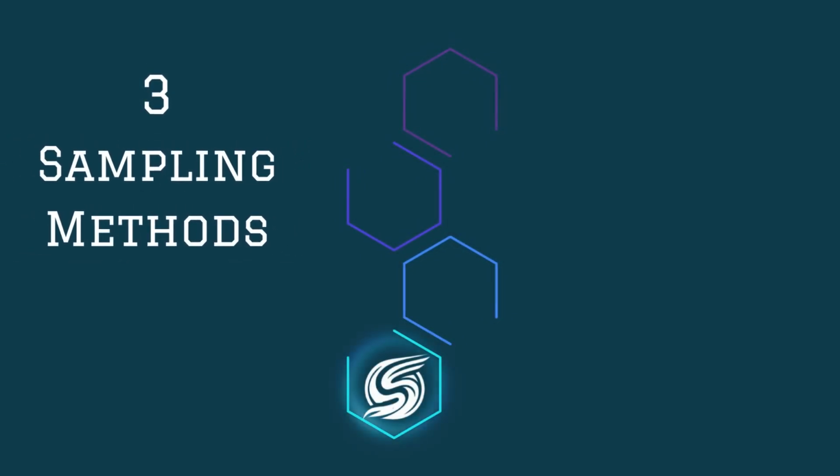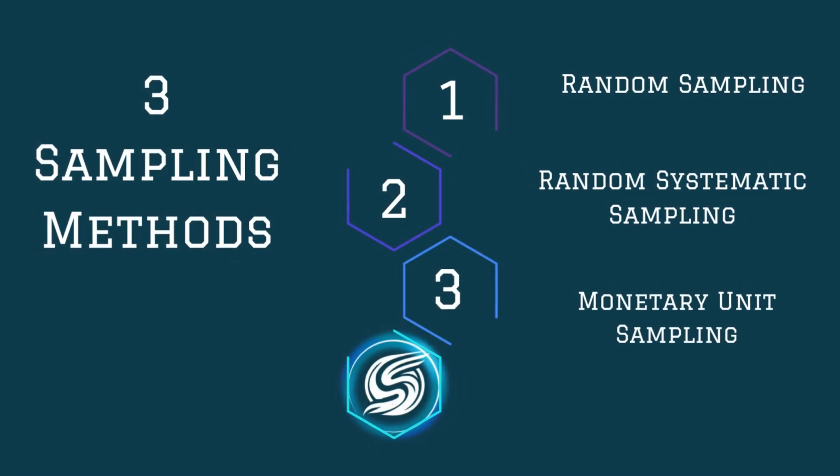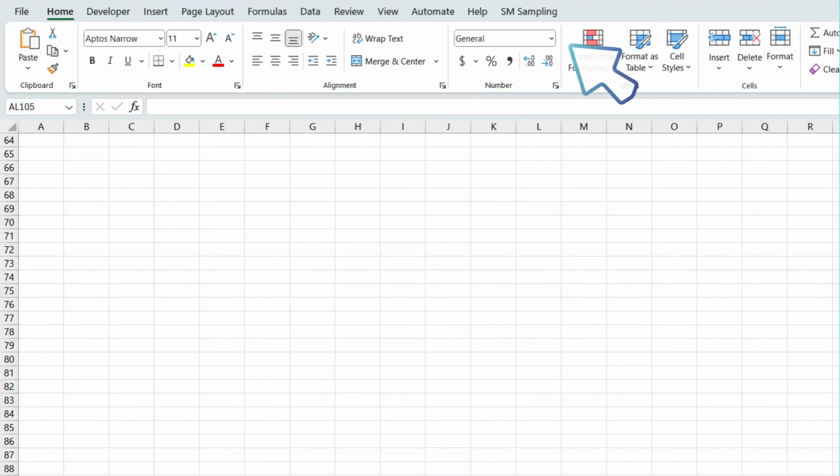Three sampling methods: random sampling, random systematic sampling, monetary unit sampling.